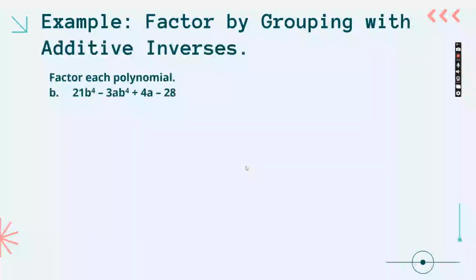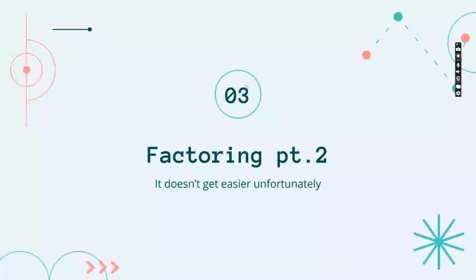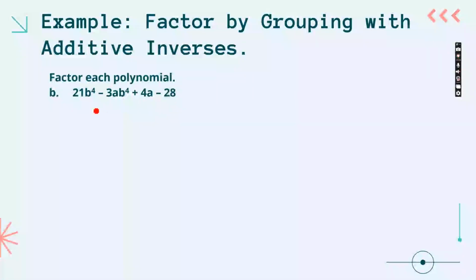And just more grouping examples here. Honestly, none of this is really going to change. Sometimes we use fancy terms like additive inverses, which I'll show you a nice example of real quick. But really, it's just the same. We just have to think about this a little bit differently.